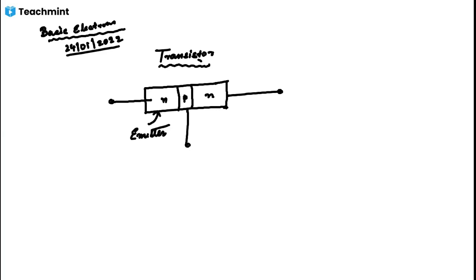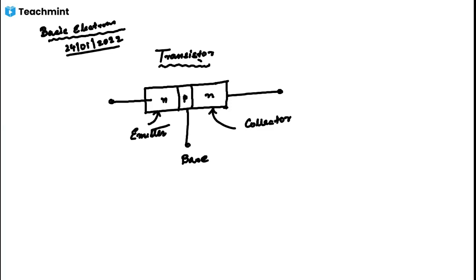One side is called the collector, the opposite side. Why is it collector? This section on the other side collects the charge. That's why it is called collector. And this is called the base. So a transistor has three terminals: one is called emitter, one is called base, and another is called collector.